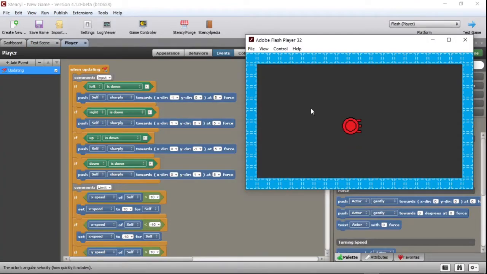This logic also applies to the push actor towards direction block. Here it accepts an x direction and y direction. A value of 0 means the actor doesn't move in that direction. A value of 1, the actor goes to the right on the x-axis and down on the y-axis. A value of -1, the actor goes to the left on the x-axis and up on the y-axis.